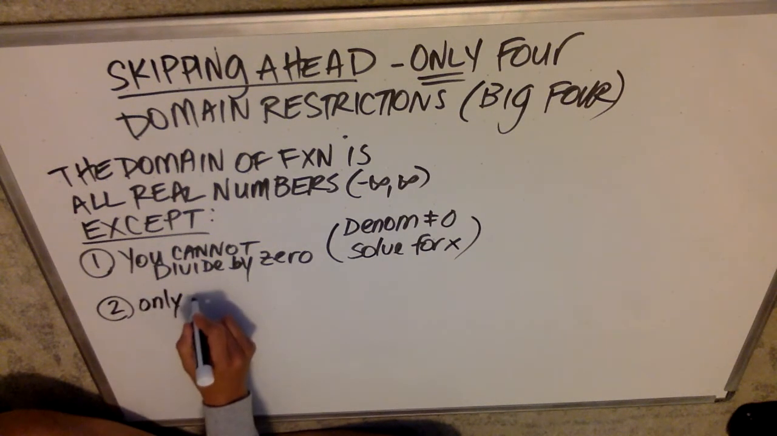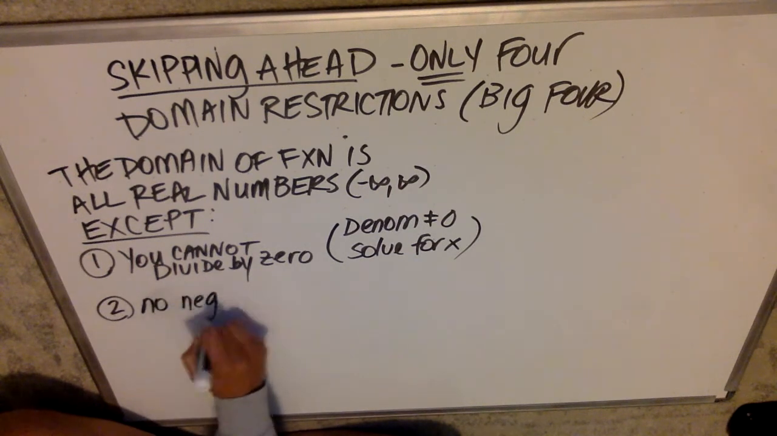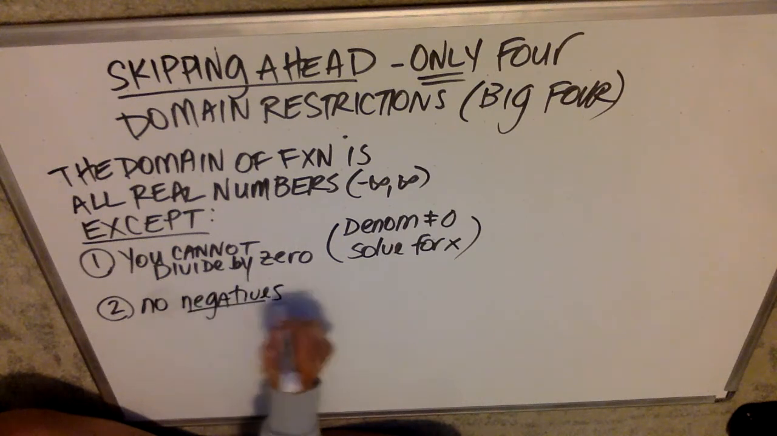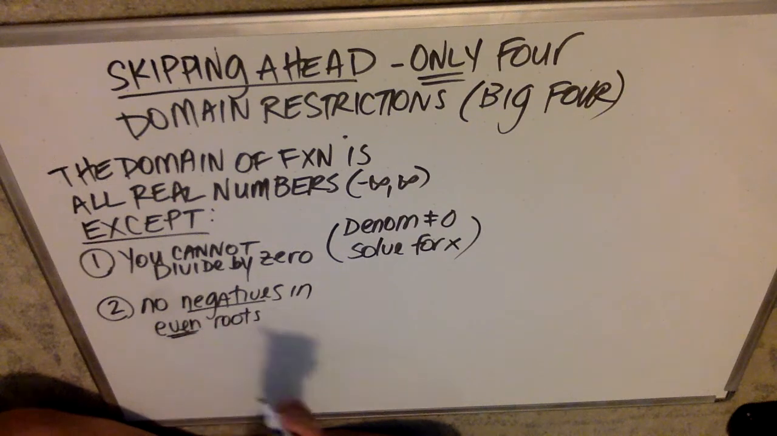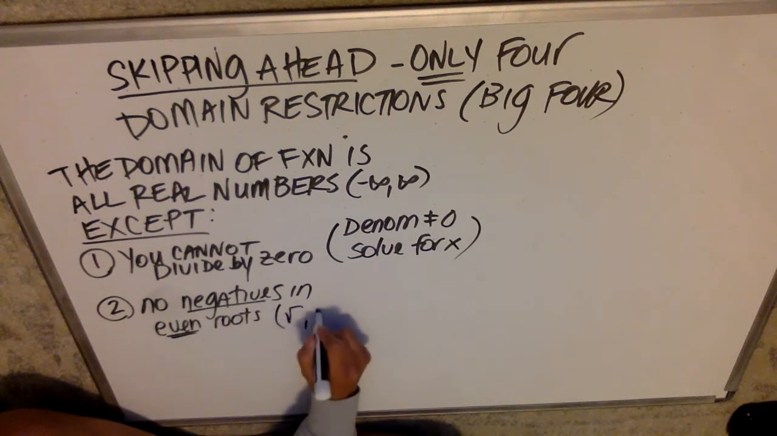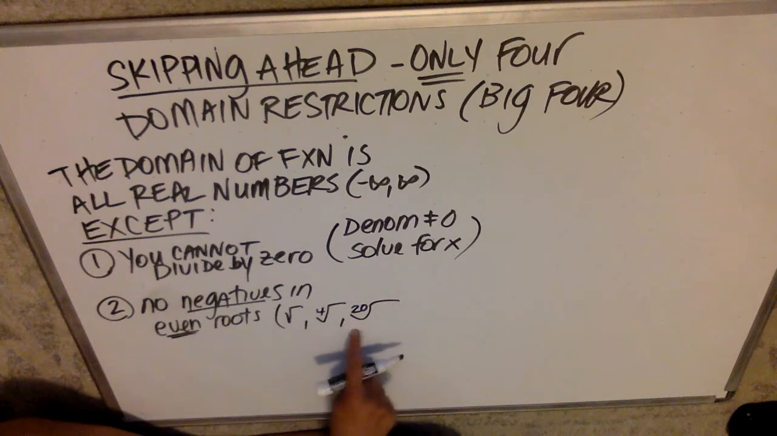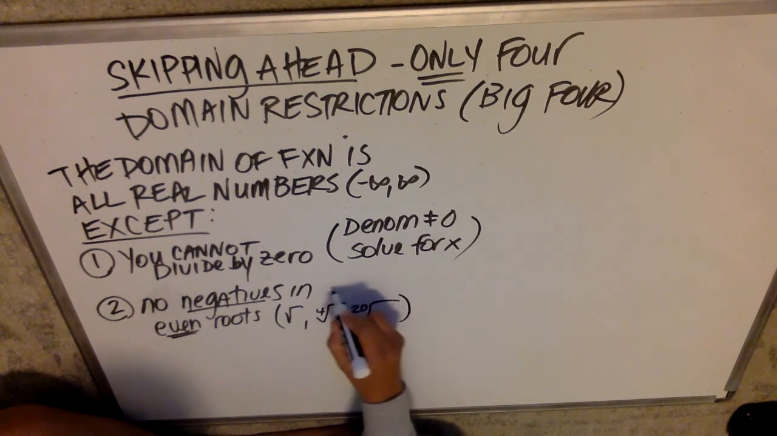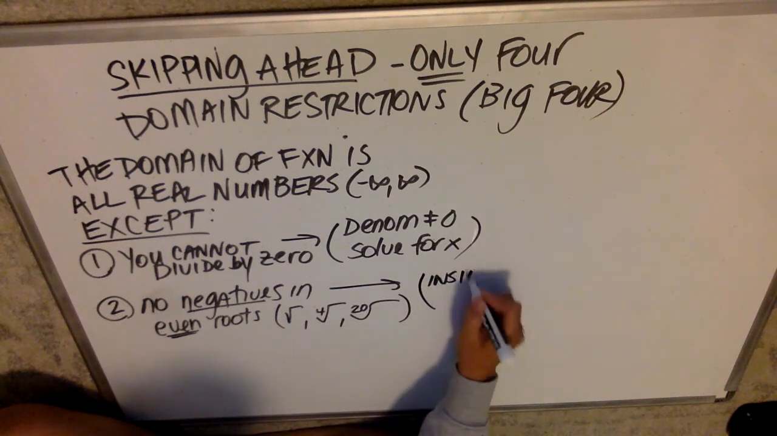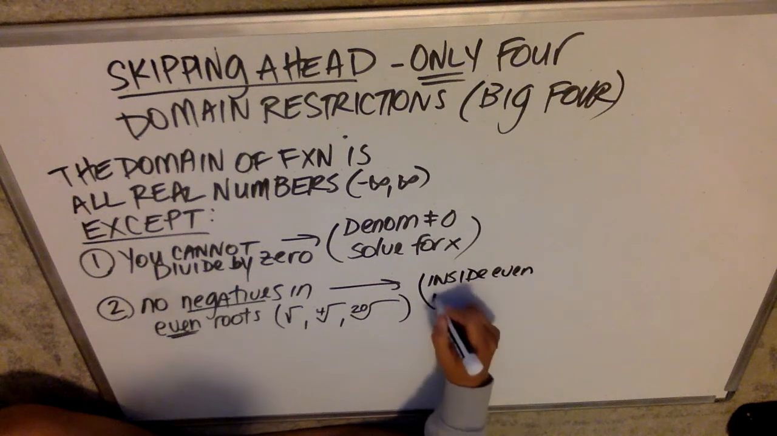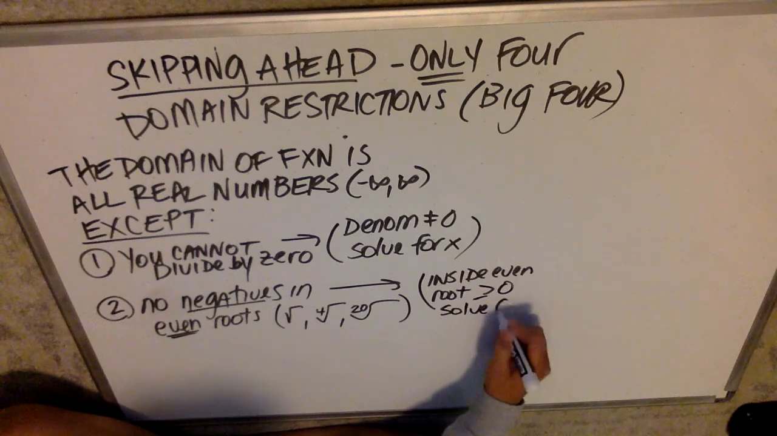Okay, the second big restriction, no negatives in even roots. By even roots, I mean like a square root or a 4th root or a 20th root, right? Even numbered roots. What you do to deal with that is you set the inside of the even root greater than or equal to 0 and solve for x.